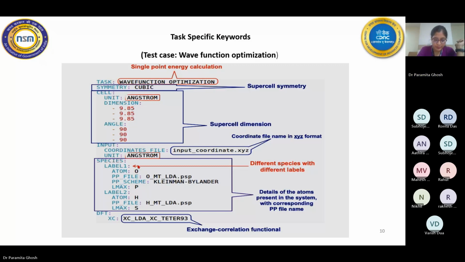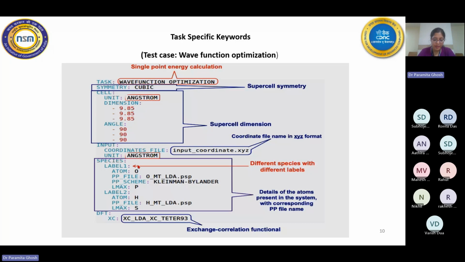Okay. Now, next is atom. This basically represents the indices of the atoms. PP file contains the name of the pseudo potential file. PP scheme is used for the non-local pseudo potential calculation. Here I am using the Kleinman-Bylander scheme. If you don't want to use any scheme, you can simply mention none. And LMAX provides the information on the non-locality of the pseudo potential for the maximum L value.